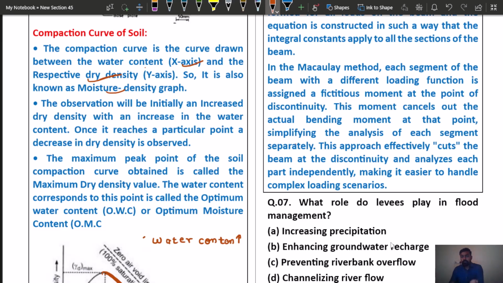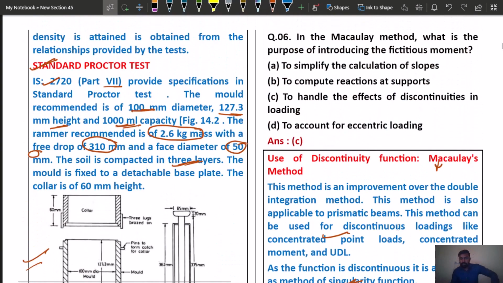And if we apply the fictitious moment at discontinuity points, it will be simple to analyze the moments on that part of the beam. So in Macaulay's method, we introduce the fictitious moment at the point of discontinuity to analyze the different loading conditions. After applying this, the moments will cancel out and the actual bending moment at a point is simply achieved. So in this question, the Macaulay method is used to handle the effect of discontinuities in the loading. Now proceeding to the next question.